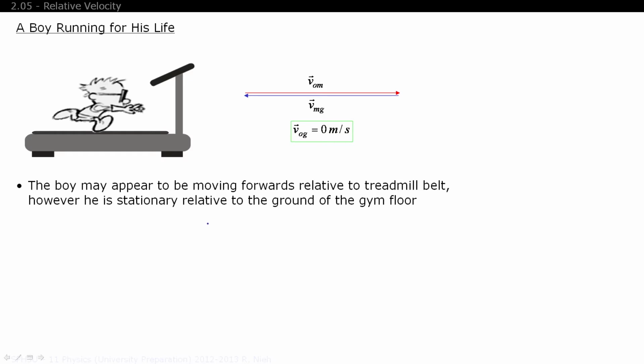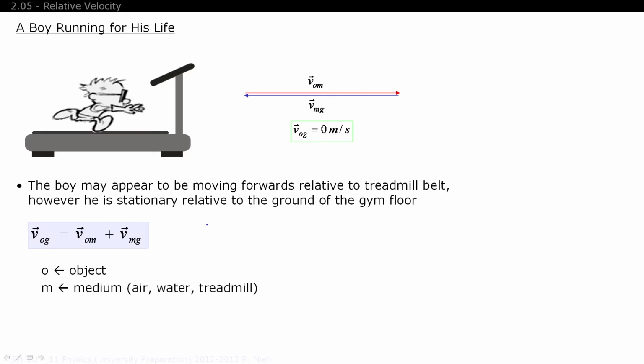There is a formula used to describe this, and it looks something like this. O is for the object, M is for the medium, but you can think about it as a material, whether it may be the air, water, or in this case over here the treadmill belt. And lastly, G is for the ground or the surrounding environment. One thing to keep in mind is that in order for this formula to be valid and true, adjacent subscript letters must be the same. You'll also notice that the leftover letters are used to describe the picture at the end of the day.